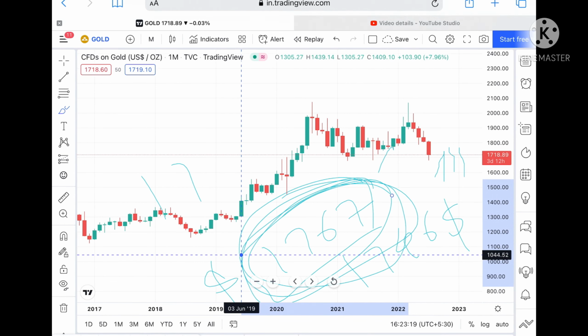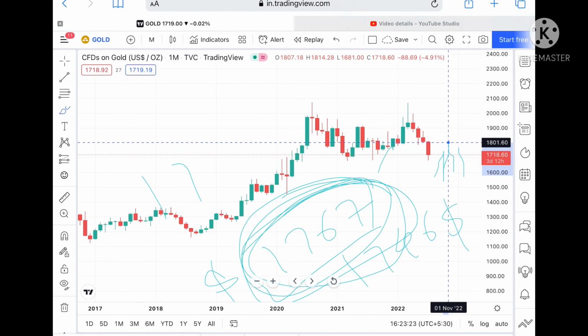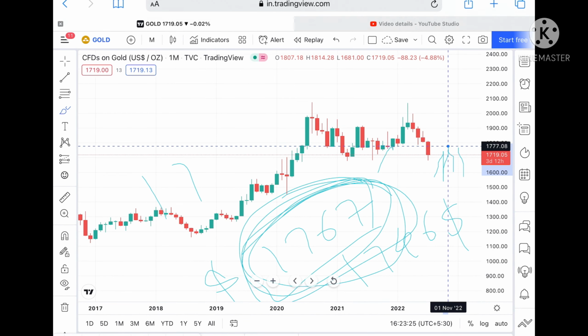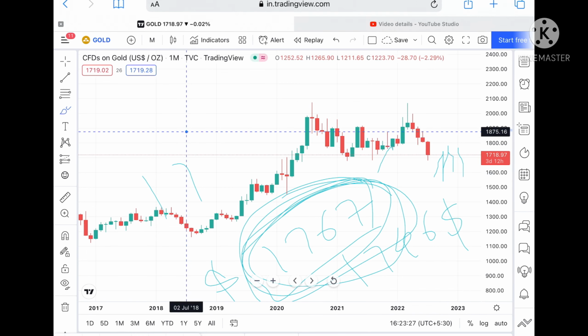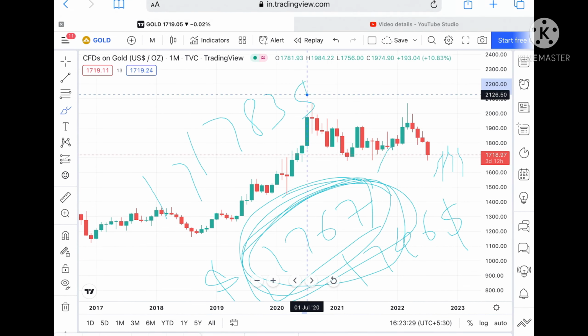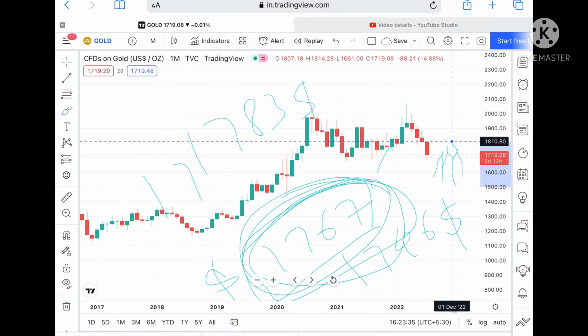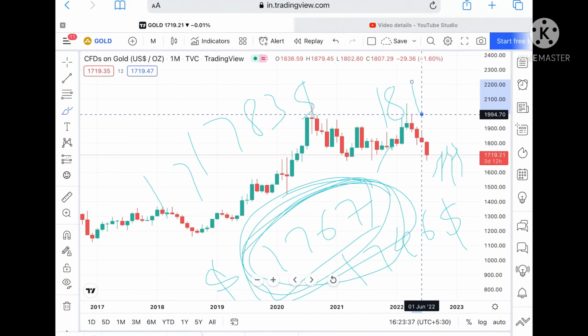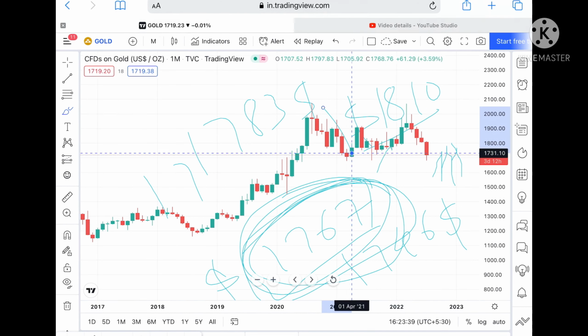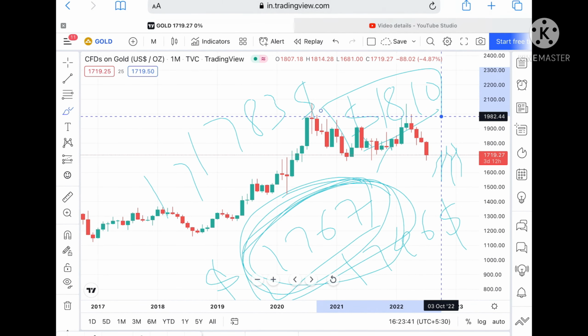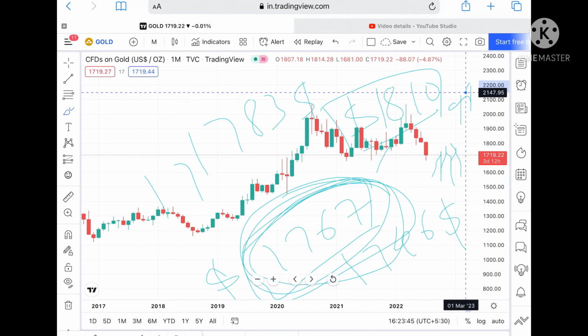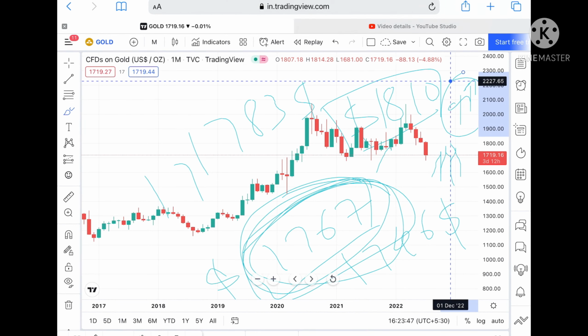1767 is already a weak resistance, so the probability is very high that it can move further upside and touch a level of $1783. Once the price goes above a level of 1783, the probability is very high that it can move further upside towards a level of $1810, and this $1810 is a weak resistance, so the probability is very high that it can go further upside. Any doubt regarding this, you can mail me.